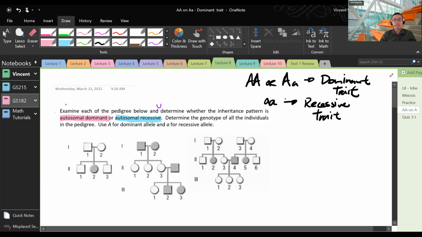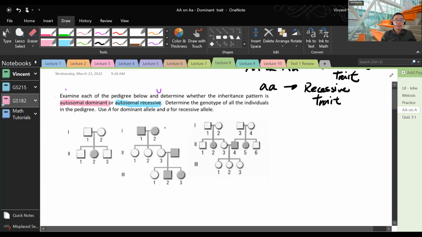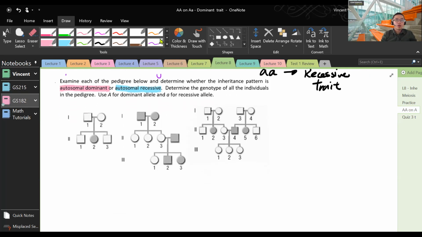Okay, so something is recessive if you need 2 copies in order for it to show up. For dominant, you only need 1 copy. You can have both, but 1 copy is enough for it to show up. And so let's take a look at the first one. Is the first one dominant or recessive?